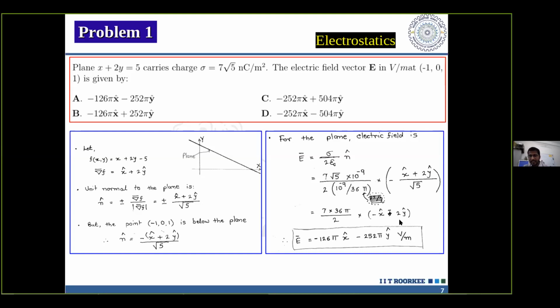So now with this, square root of 5 will cancel. Of course, you can do this. And the solution is minus 126 pi x cap minus 252 y cap.